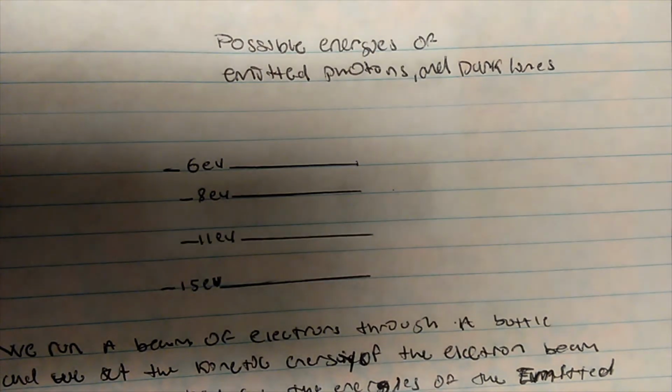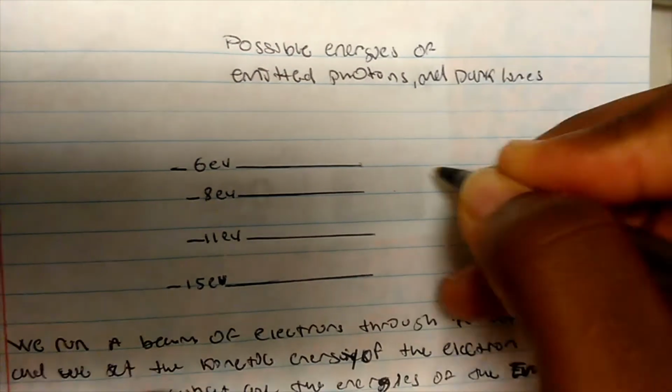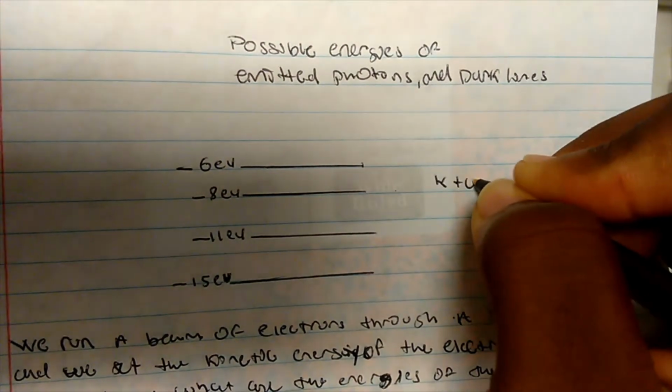So in this video, we're going to talk about possible energies of emitted photons and dark lines, i.e., what do we mean by dark lines? The absorbed photon energies. And we're given a graph here, and this is our K plus U graph.